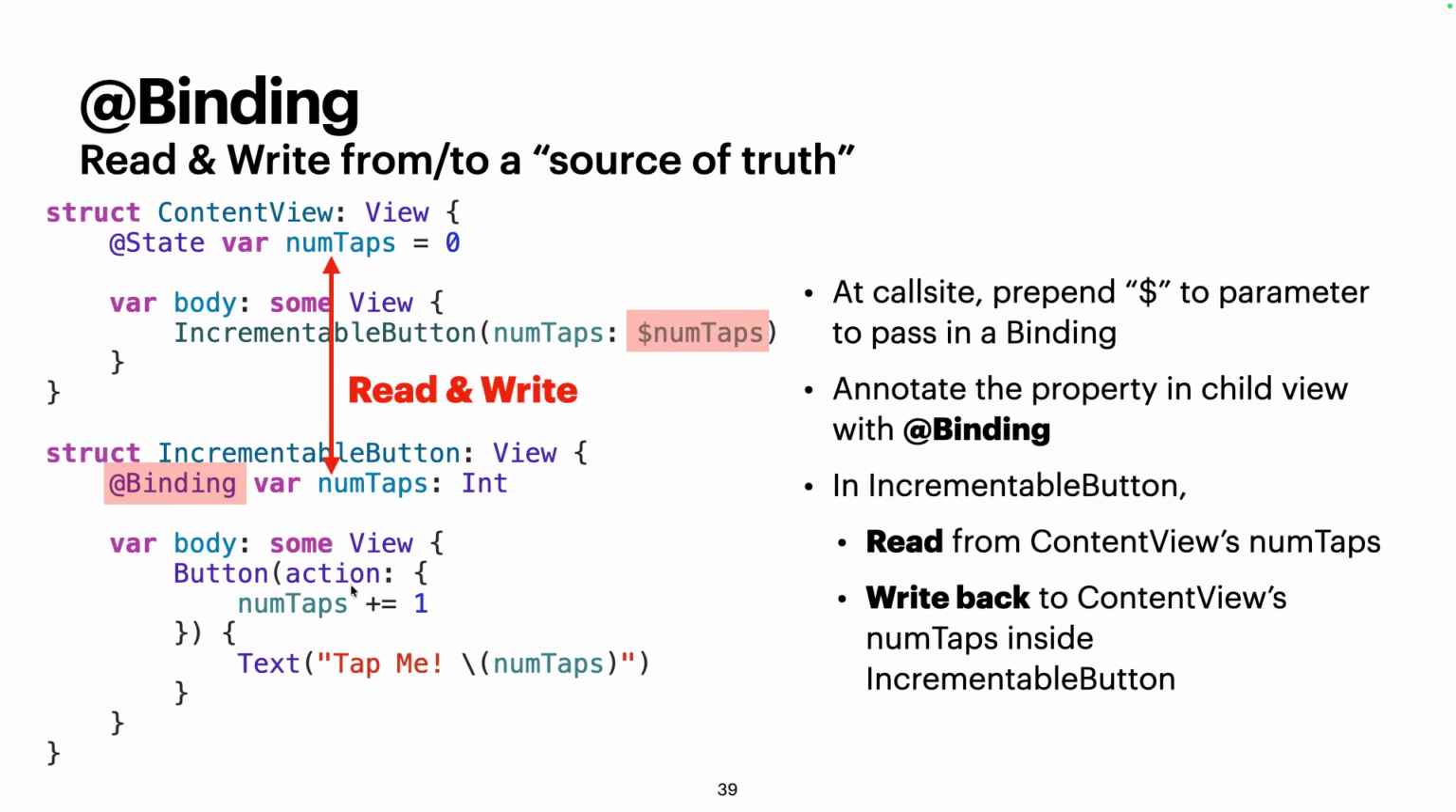So what this does is that we have a single source of truth. We have a single variable called numTaps that lives in the ContentView. We pass a binding into IncrementableButton, where IncrementableButton can read the value of numTaps here, and also it can write back to numTaps. So when I tap on this button, what happens is that it changes the value of numTaps here. Okay, because again, there's a source of truth, a single place where the data lives. It's here. So it now is 1. And since here it depends on numTaps, it will basically re-render itself to show the data value. Does this make sense? Okay, cool.